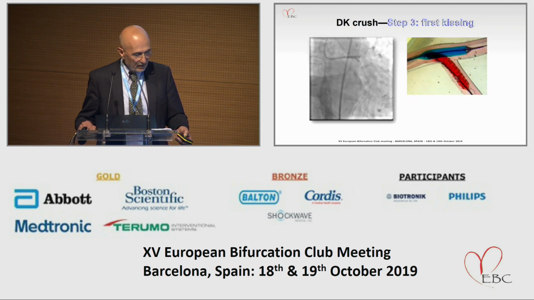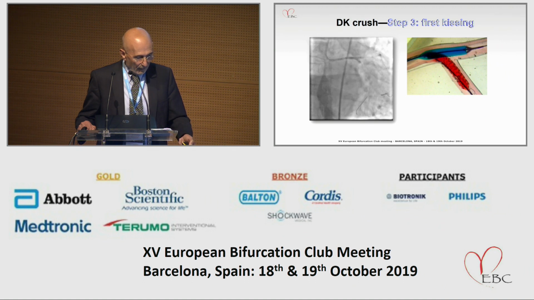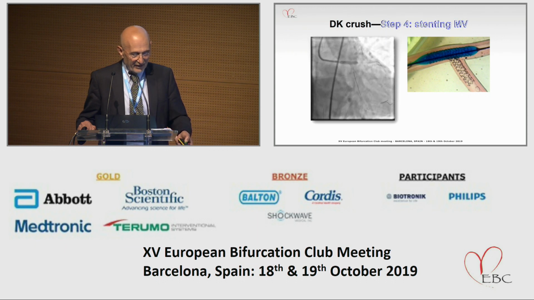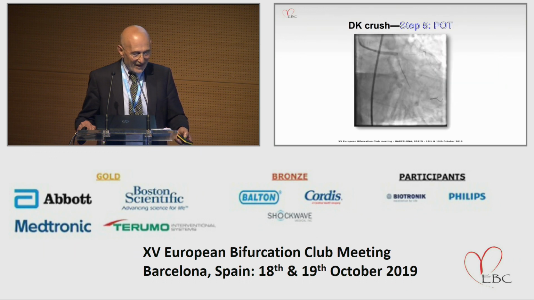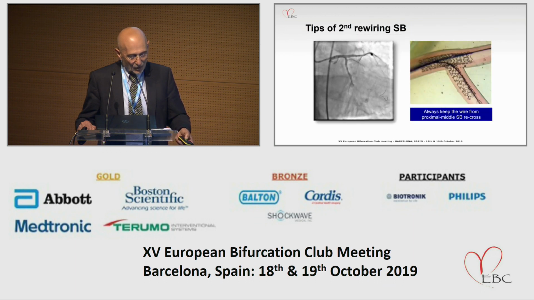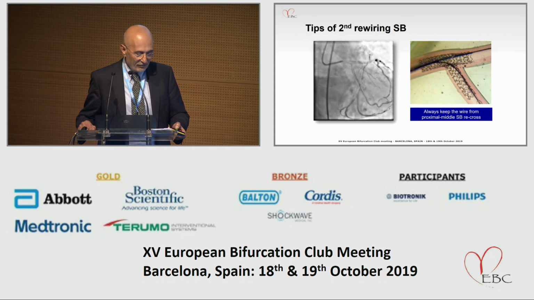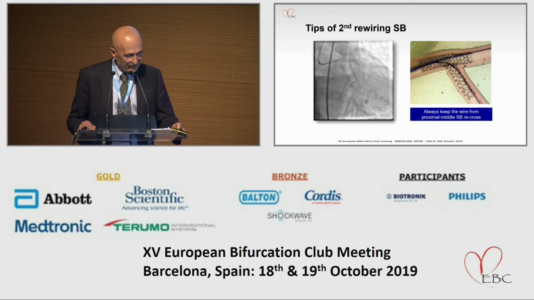So proximal crossing. The third step is to crush again with balloon and first kissing. After first kissing, the fourth step is implantation of the stent in the main vessel. And then again rewiring, doing POT first, fifth step, and again rewiring the circumflex, again trying to rewire proximal or mid side branch, not distal, again to prevent any crossing outside of the stent.